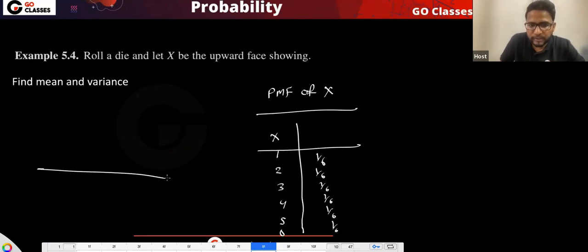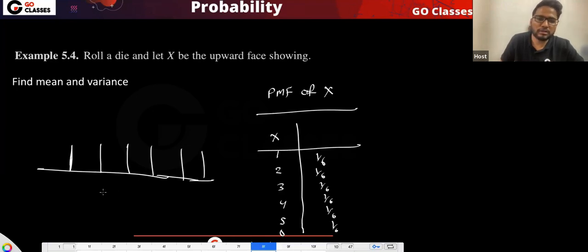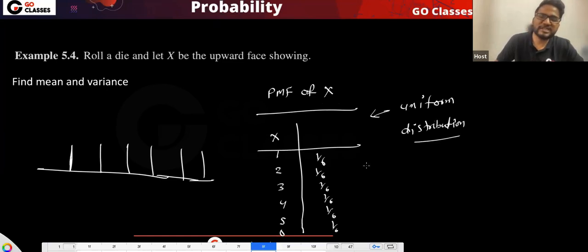So if you draw the PMF, it will look like this: 1 by 6 for each value. This is how the uniform distribution looks, which means if every value is equally probable, then this random variable is called uniform random variable, or you can say this distribution is a uniform distribution. It is very simple, and since it has been used so much in practice, they name it a separate random variable, which is uniform random variable.